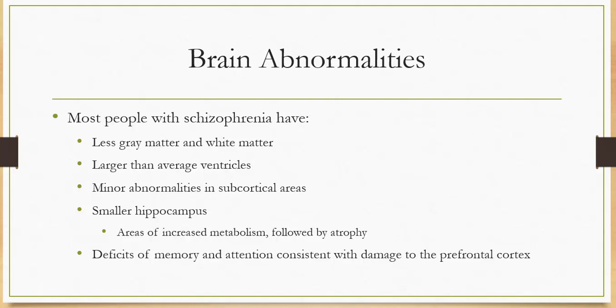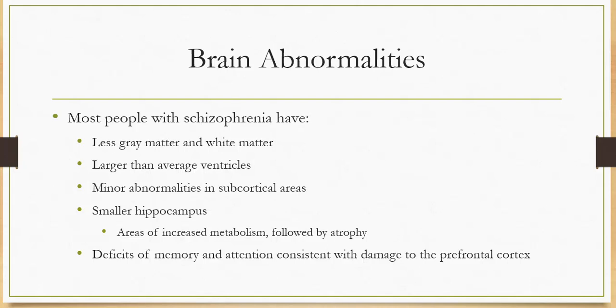So let's go over some brain abnormalities that are associated with schizophrenia. What I did here was I basically took what the book was going over, and then I have another video added onto here that's extra if you wanted some more detail, because some of the stuff that they have now has been left out. But here you go. Most people with schizophrenia have less gray matter and white matter.